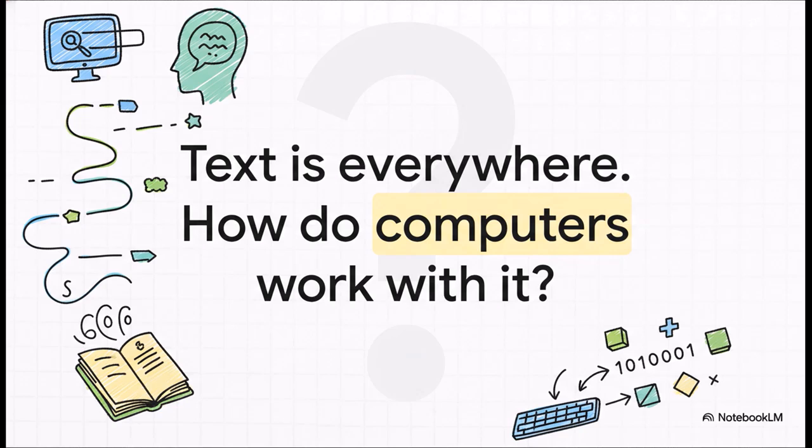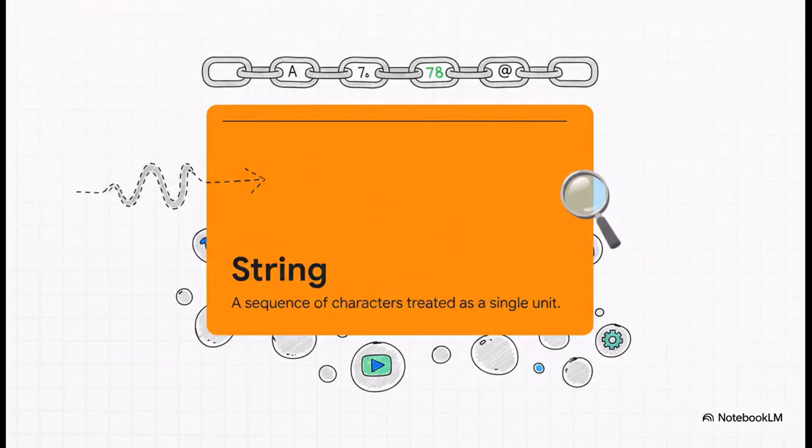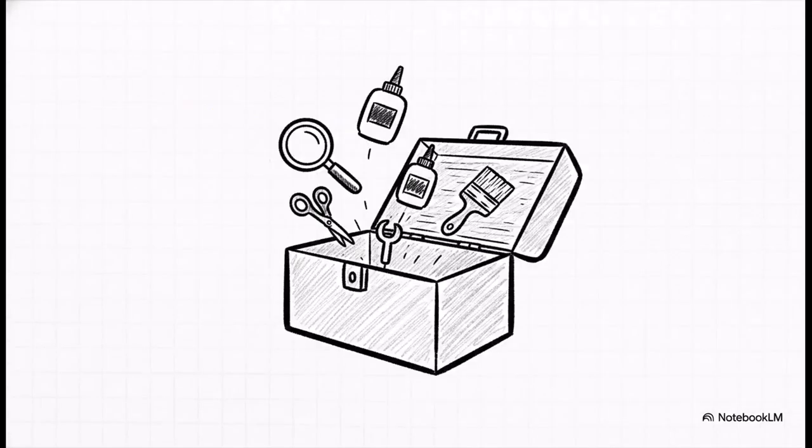Text is literally everywhere. But how does a computer, a machine that really only thinks in ones and zeros, actually make sense of all this human language? Well, in the world of programming, the answer to that big question is something called a string. And it sounds fancy, but it's actually pretty simple. A string is just a sequence of characters, letters, numbers, symbols, whatever, that the computer agrees to treat as one single thing.